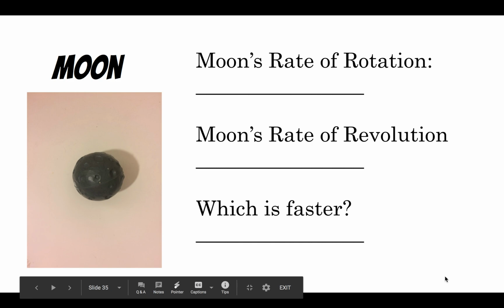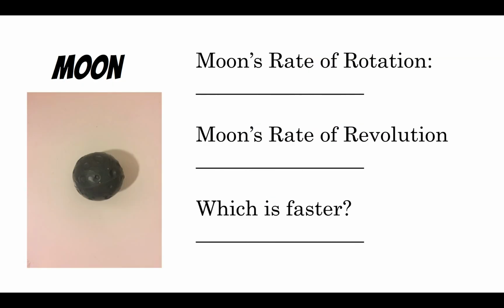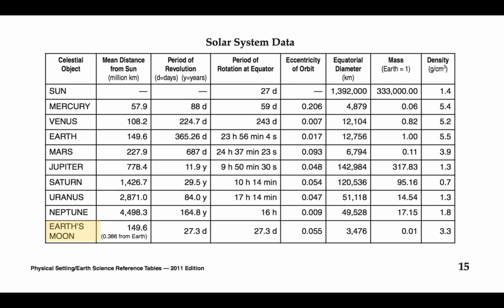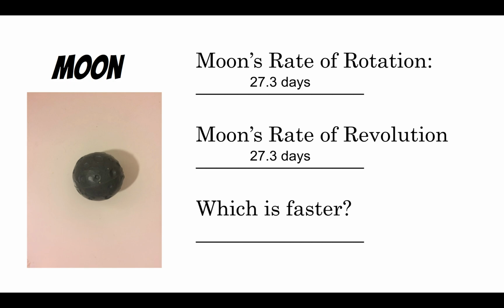Lastly, let's do the same thing for the moon. So we're going to find Earth's moon, and its period of rotation is 27.3 days. The moon's rate of revolution, again, we find the moon, the period of revolution, and we see that it is once again 27.3 days. So, which is faster? Neither. They're the same number.